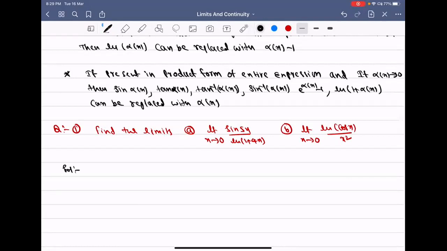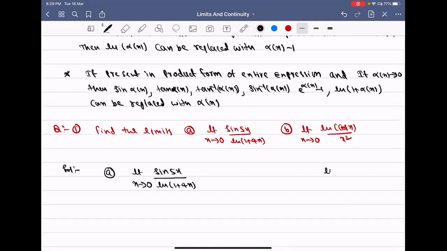So here, in the normal method without using infinitesimals, how do we solve the question? Question A: limit as x tends to 0 of sin 5x over ln of 1 plus 4x. Okay, how to solve this question?